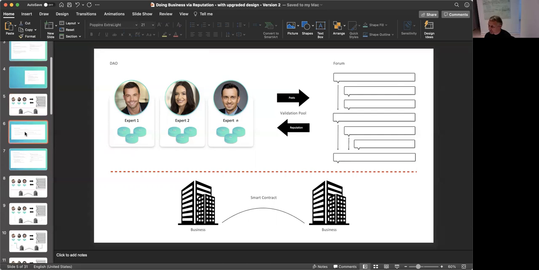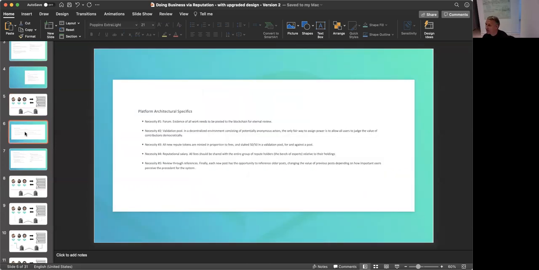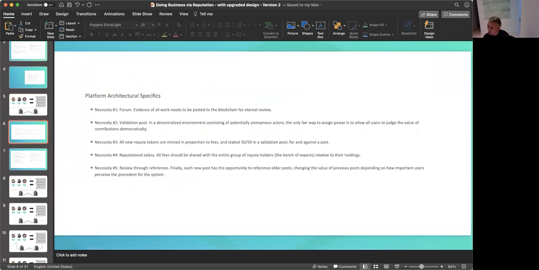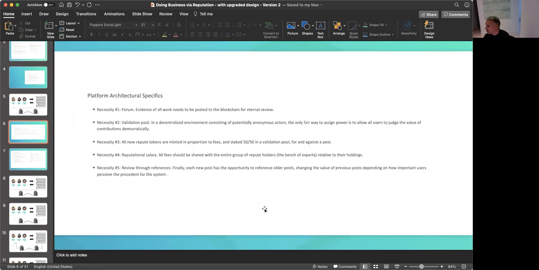I want to talk a little bit about the platform architectural specifics that we're talking about in the book. They really come down to this. Craig and I describe five necessities. One is the forum that I already talked about. It's a linked list that ideally should be on the blockchain, but it can also be in a centralized database that emulates this. Then we have the validation pools. In these decentralized environments, they consist of potentially anonymous actors. We believe that the only fair way to assign power is to allow all the users to judge the value of contributions democratically. So these are the validation pools, and I'll talk about the voting engine that motivates and empowers us in a second.